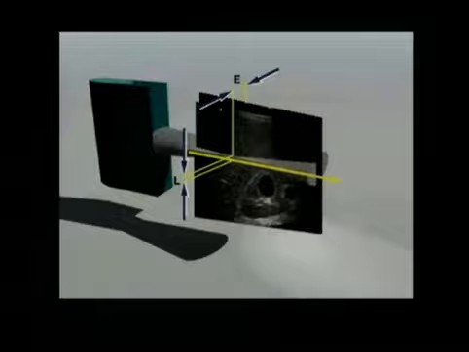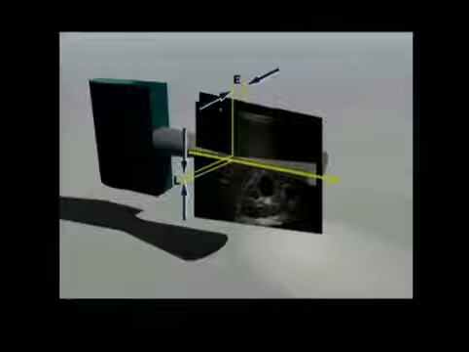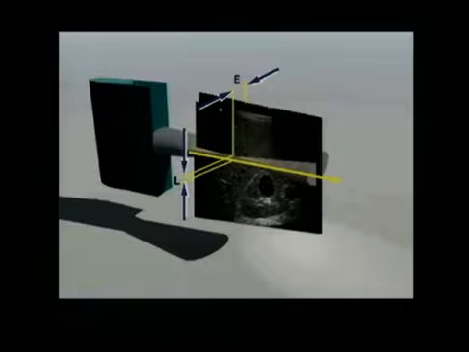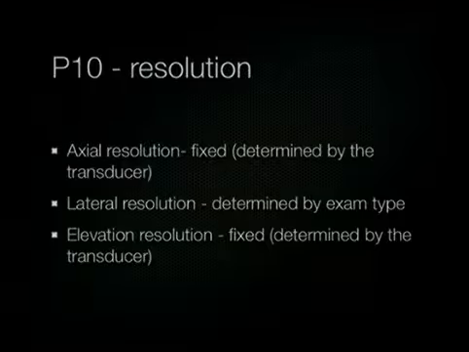A third component of resolution is the elevation resolution. This is determined by the thickness of the ultrasound slice. This cannot be varied by the user.